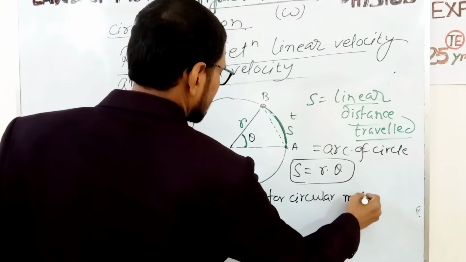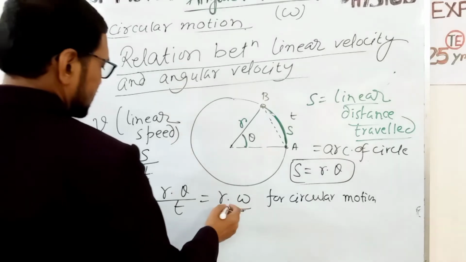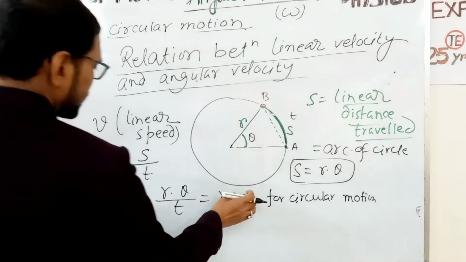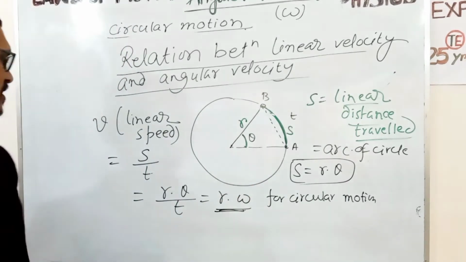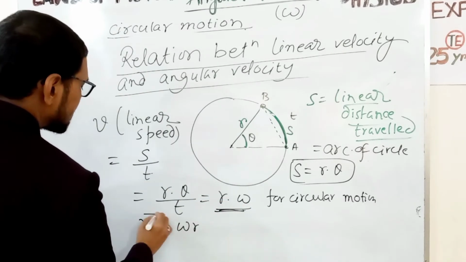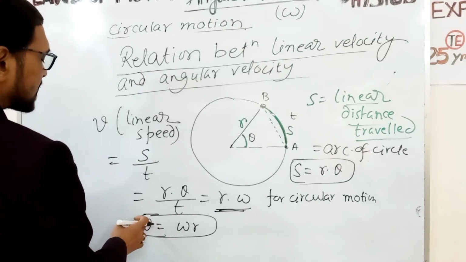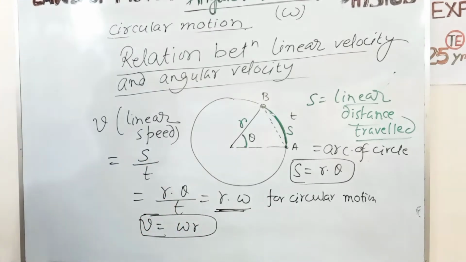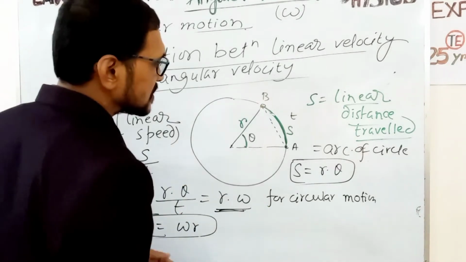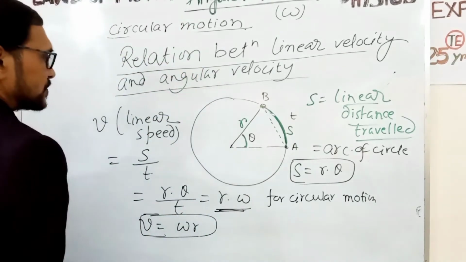So v, the linear speed, equals r omega for circular motion. This is a scalar, and here omega is the magnitude of the angular velocity. Actually angular velocity is a vector quantity, but if we take the magnitude, it is scalar. For simplicity you can remember this, but there is a vector relation between v, r and omega, which I will discuss later. So for circular motion, v equals r omega, and you can memorize this to solve problems.